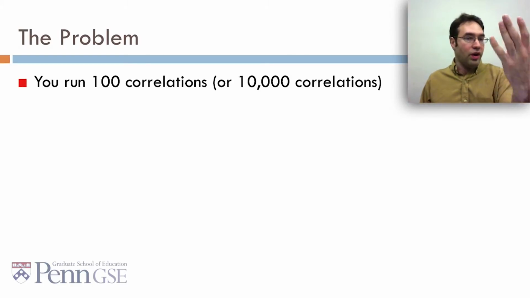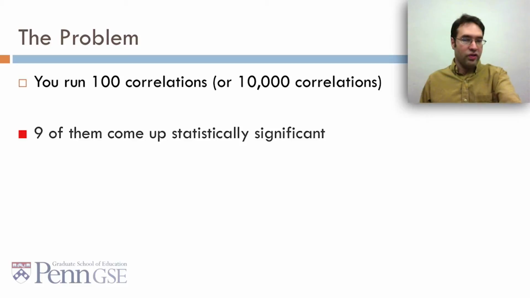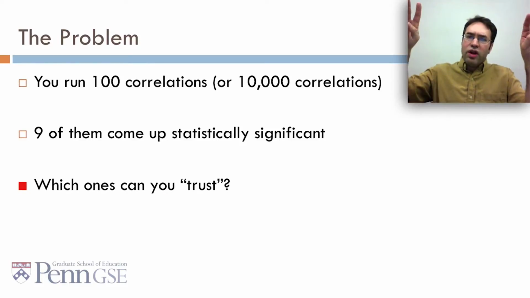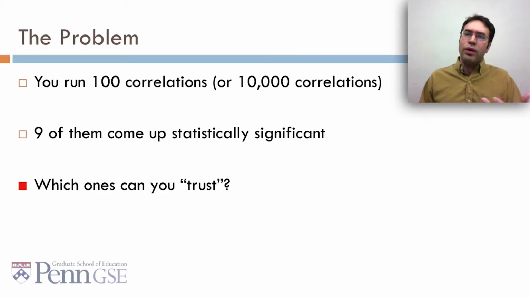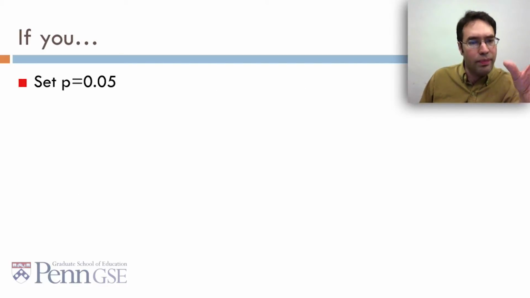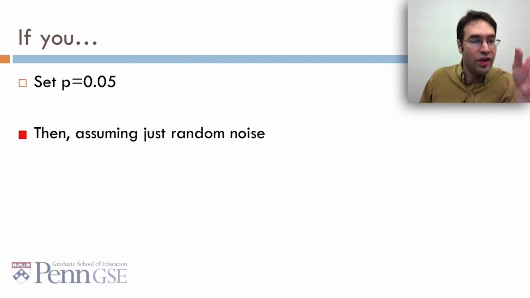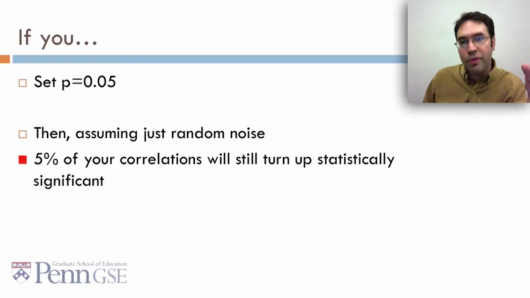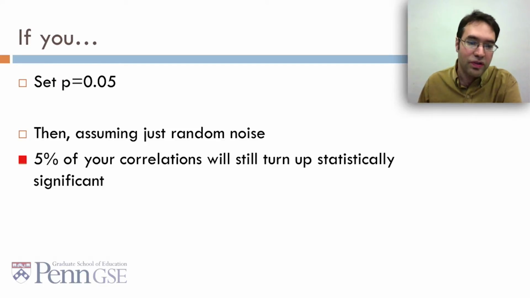First of all, let's say you run 100 correlations or 10,000 correlations, and 9 of them come up statistically significant. Which ones can you trust? You know, which of these correlations, is it just that you take these 9 and you say, we're good, these 9 effects are real? Well, if you set p equals 0.05, then just assuming random noise, 5% of your correlations are going to turn up statistically significant, which might be a problem if you're doing 10 million correlations.